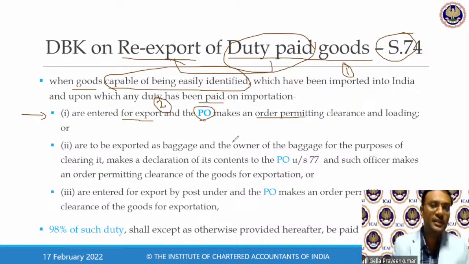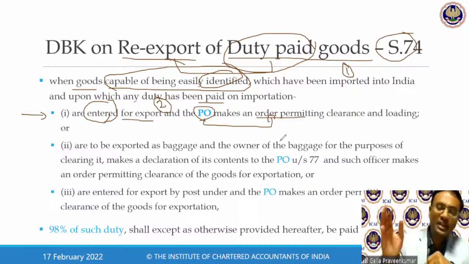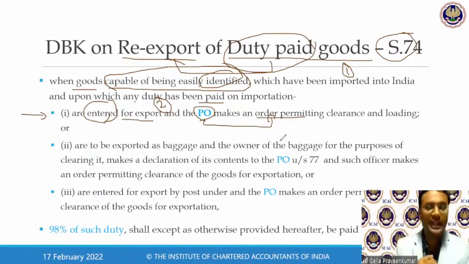So those goods where there is an identity, and those goods which are entered, where does this entry come? It has come to the customs area. For what? For export. And the proper officer has given a permission. He has passed an order, Let Export Order, LEO. So these goods have entered for export. Or these goods are to be exported as baggage.